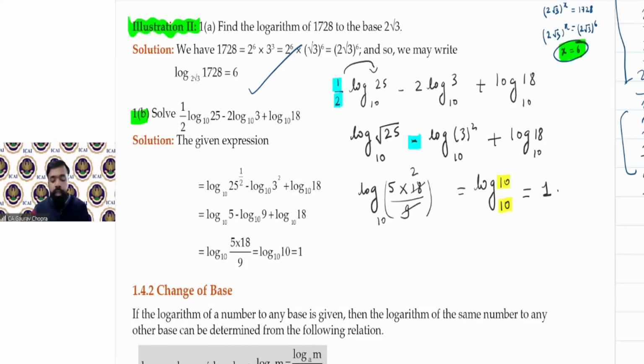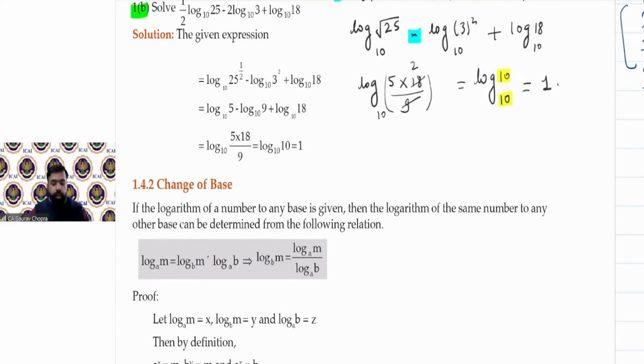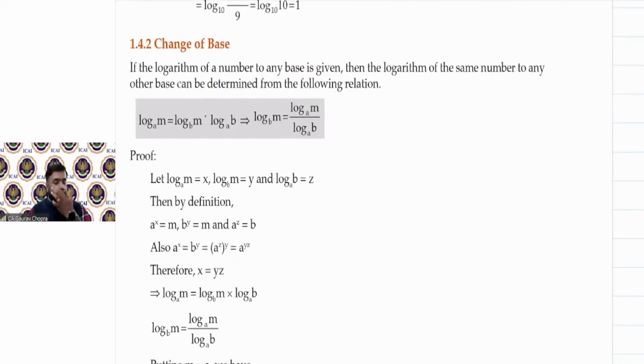So this is illustration number 2. Now the next property. The next property is known as the base change property, and you can also say the breakup property. Breakup property we are saying in our language, in our terms. In the book, you will be finding it as change of base property. But for understanding easily, we are using the term breakup property. So let us understand this.